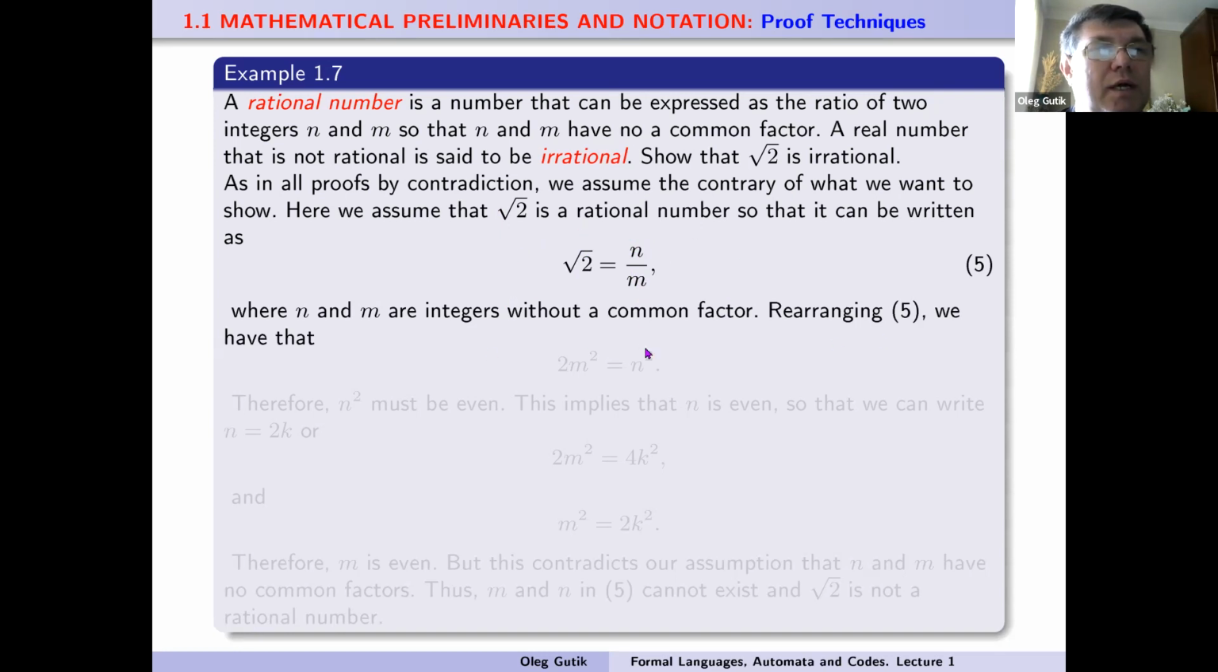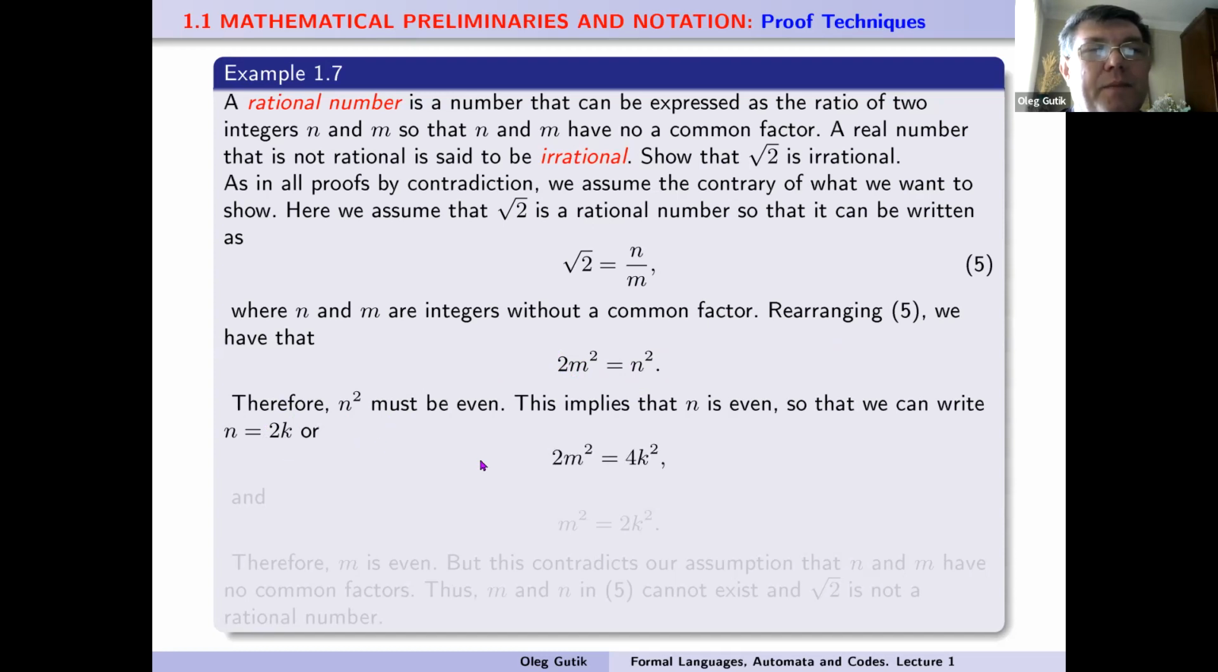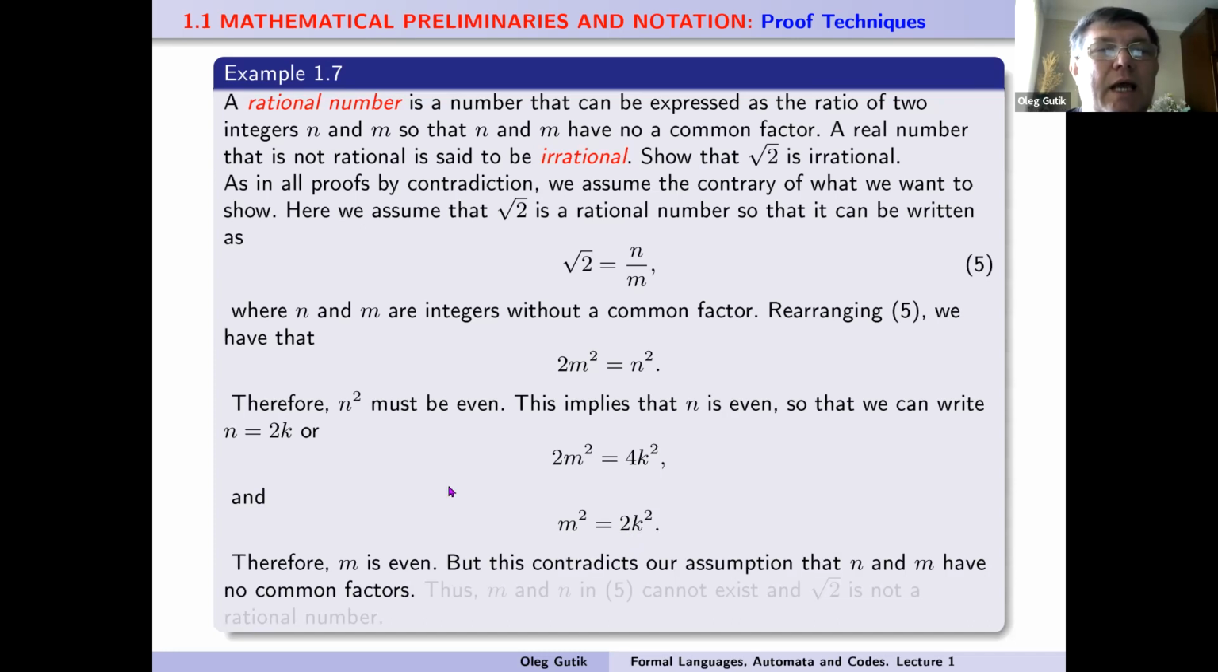Regarding this formula, we have 2m² = n², and therefore n² must be even. This implies that n is even, so that we can write n = 2k. Then 2m² = 4k², and m² = 2k². Therefore, the integer m is even, but this contradicts our assumption that the integers n and m have no common factors. Thus, m and n in the formula cannot exist, and the square root of 2 is not a rational number.